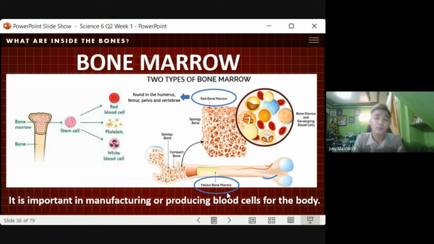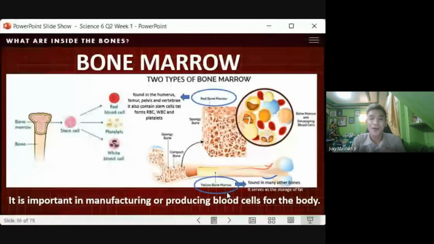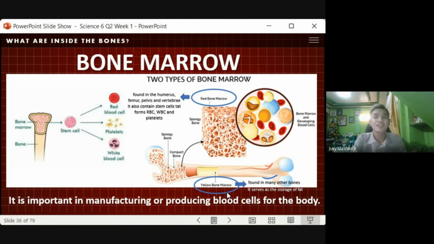And when we say yellow bone marrow, it can be found in many bones. Okay, so take note, class, that this yellow bone marrow is the storage of fats. Okay, so again, when we say red bone marrow, it contains the stem cells like red blood cells, white blood cells, and the platelets. And when we say yellow bone marrow, it is the storage of fats. So that is our skeletal system.